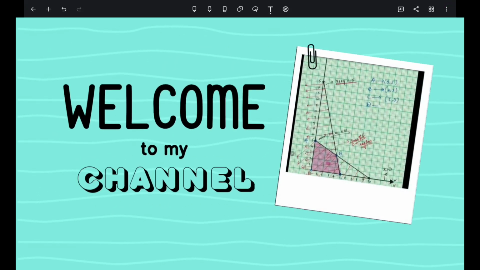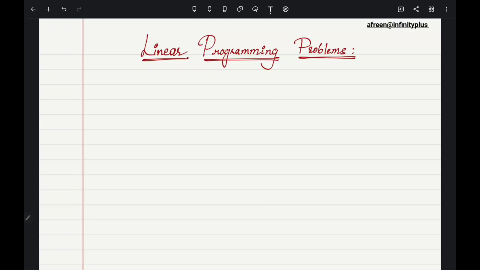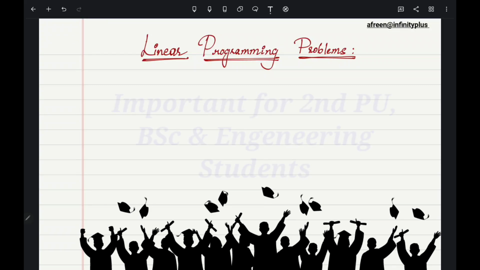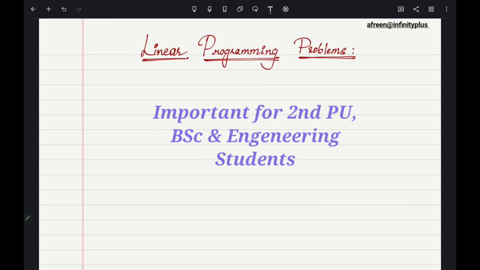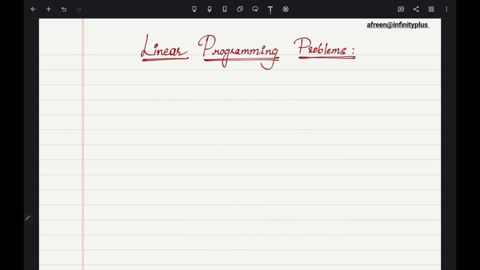Today we are going to explore the amazing concept of mathematics, that is linear programming problem. This topic is not only essential for 12th grade students but also for the students who are doing BSc and engineering. Linear programming problems have numerous real world applications. So let's understand what exactly is LPP.